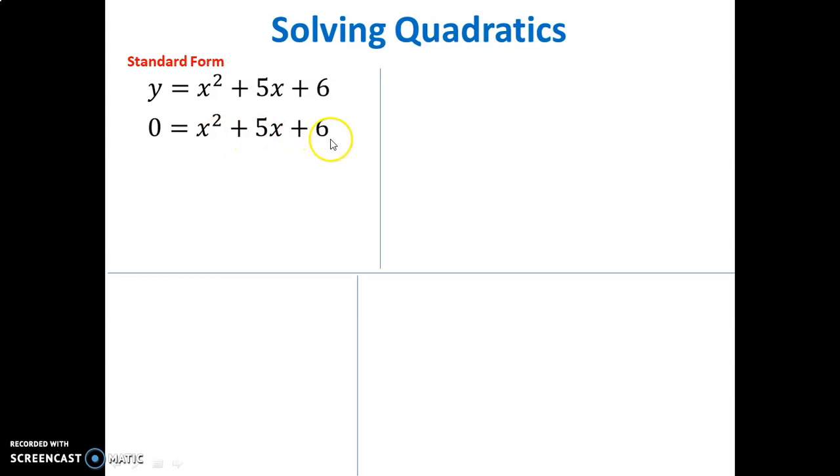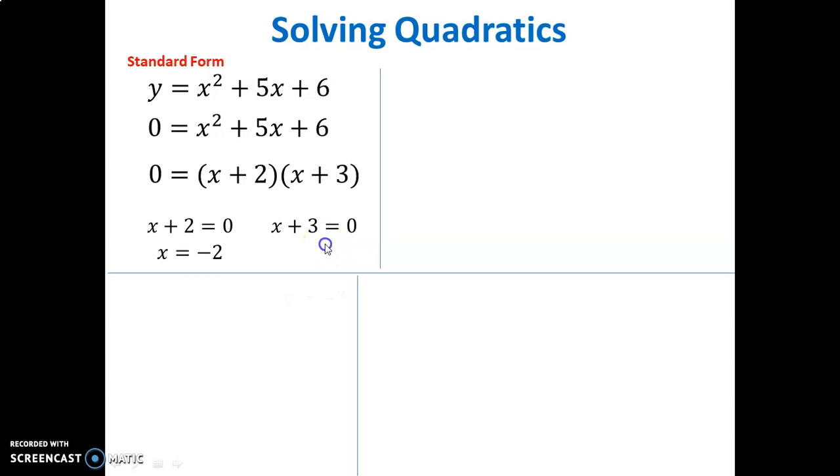With a normal trinomial like this, the standard process is to try to factor it. So that one does factor, it factors into this. That allows us to find two solutions. We set each factor equal to 0, so we get one answer is -2, set the other factor equals 0, and another answer is -3. So that's kind of our normal approach to solving quadratics, especially if they're trinomials like this.